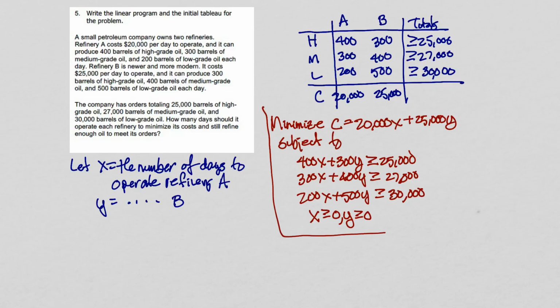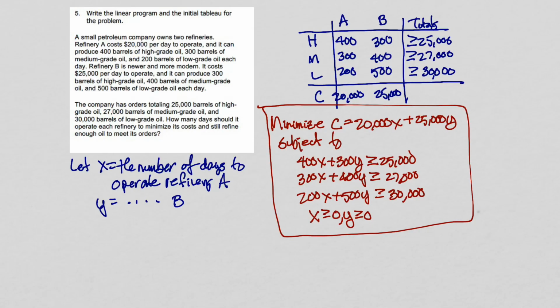So here is our linear program, and what we're trying to do is find the values of x and y, right, over here. What are the values of x and y that'll keep this C as small as possible, but yet meet all these conditions?